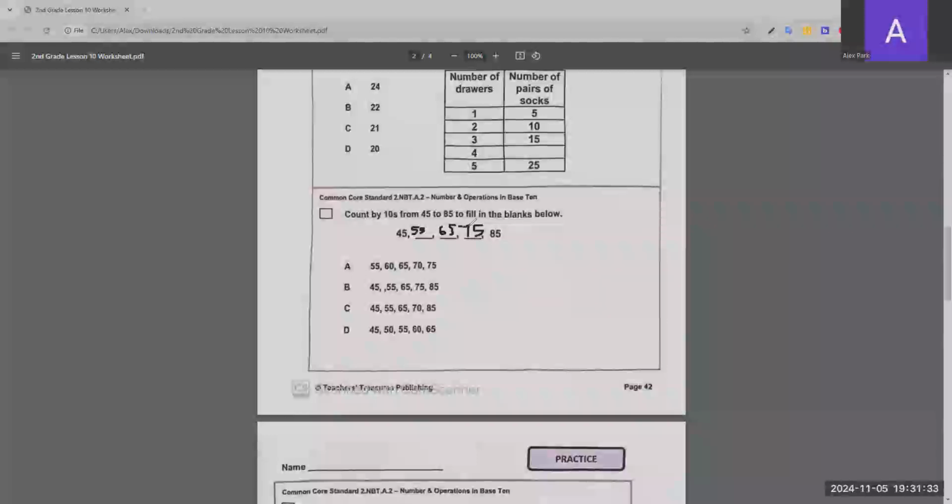Looking at our answer choices, A doesn't work because you're adding 5 each time. And B seems like it works, so let's circle that. And then C, 65 to 70 is an increment of 5 when it needs to be 10 each time. So we can't do C. And then D is the same thing for 50 to 55. So this one is B.